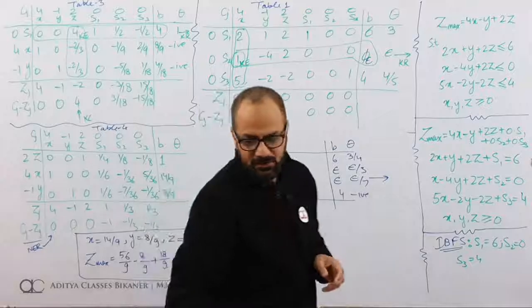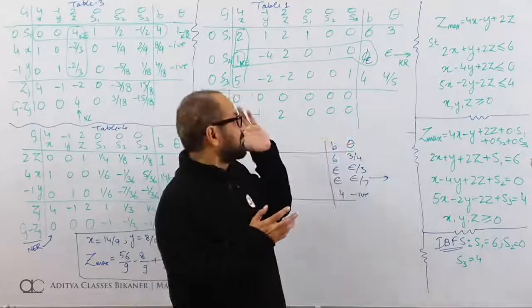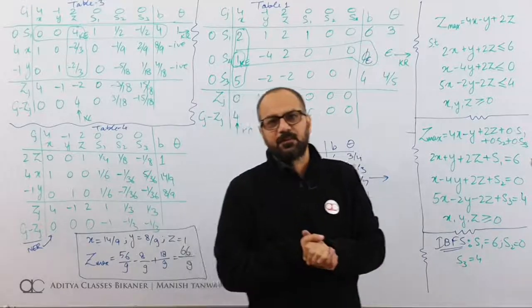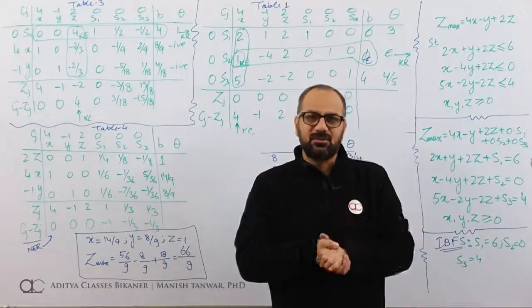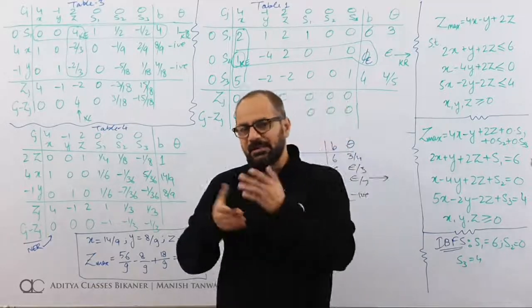So this was a special case of simplex where we were getting a B of 0, hence leading me to a theta of 0. We'll take up some more questions on simplex, on linear programming, on dynamic programming, on goal programming in the lectures to come.